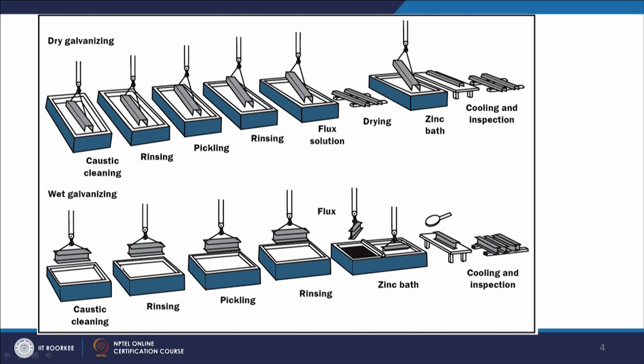properly so that the caustic solution is taken care of, and then pickling is done to remove any compounds, oxides, impurities, etc. if they are present. Then again rinsing is done, thereafter fluxing is applied, then the component is dipped into the molten zinc bath, and then it is subjected to inspection. This is the kind of wet galvanizing approach.